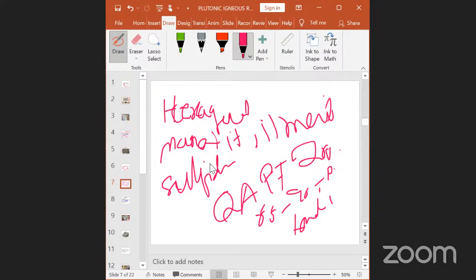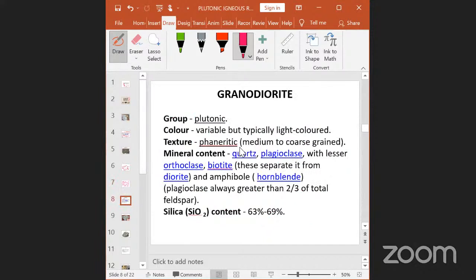So the mode of formation, occurrence, physical appearance, mineral composition, and texture of granodiorite are much like those of granite. Granodiorite is darker in color, however, because of its greater plagioclase content. You see this group is plutonic, the color is variable but typically light, and the texture is phaneritic, that is medium to coarse grain. The mineral content is quartz, plagioclase, orthoclase, biotite, and hornblende, right?